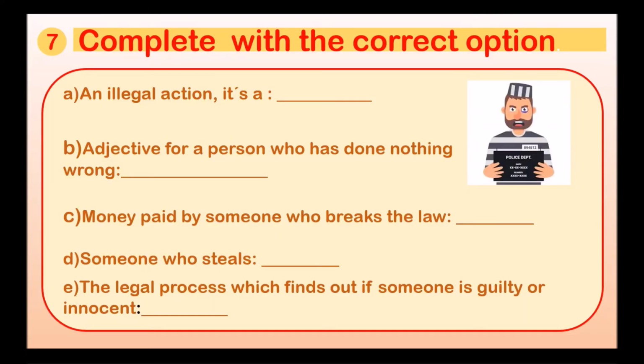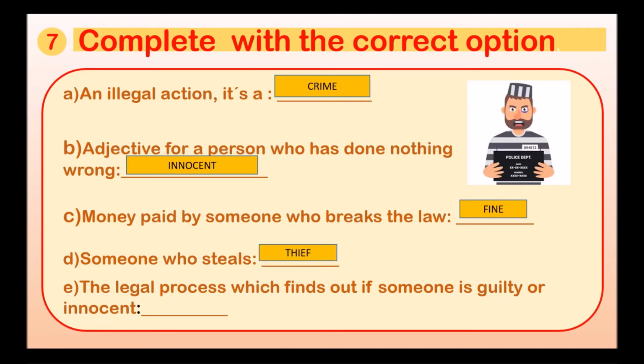7. Complete with the correct option. Option A. An illegal action is a crime. B. Adjective for a person who has done nothing wrong, innocent. Option C. Money paid by someone who breaks the law, fine. Option D. Someone who steals, thief.